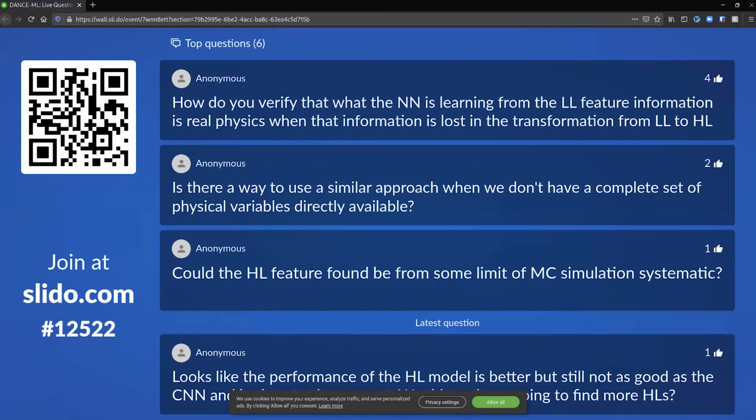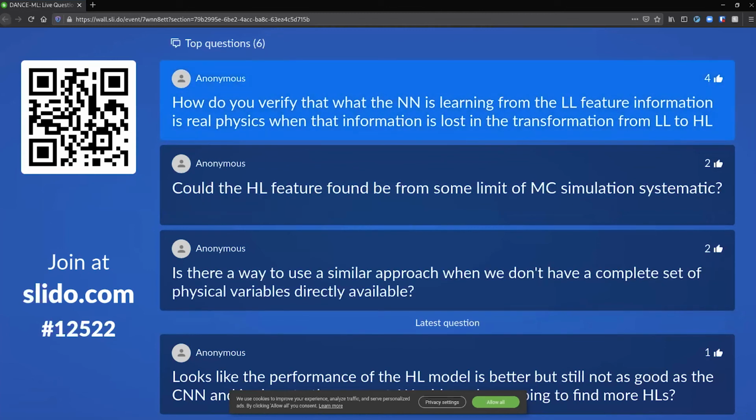How do you verify that what the neural network is learning from the LL feature information is real physics when that information is lost in the transformation from LL to HL?